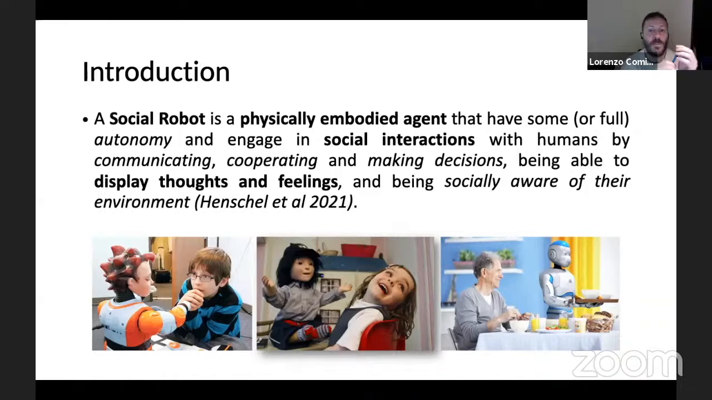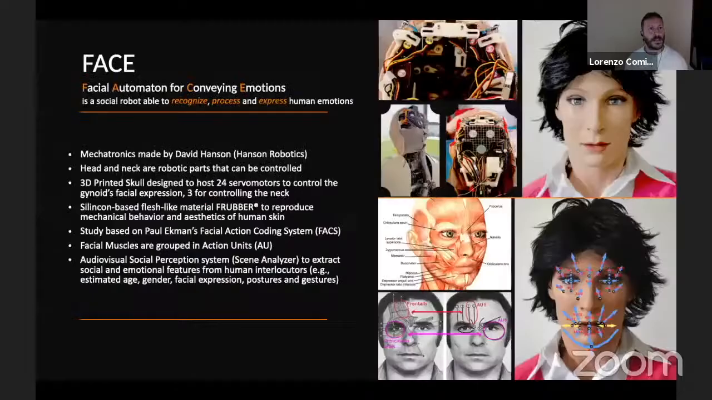So not only the appearance of the robot has to resemble the human, but also its behavior and emotional capabilities, and also the way the robot processes information and emotion. And the robot has to be socially aware of its environment, so it needs social perception, the possibility to extract social cues from the environment. Let's go on with the next slide.